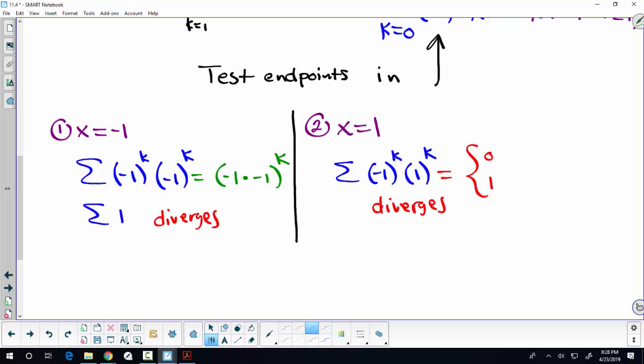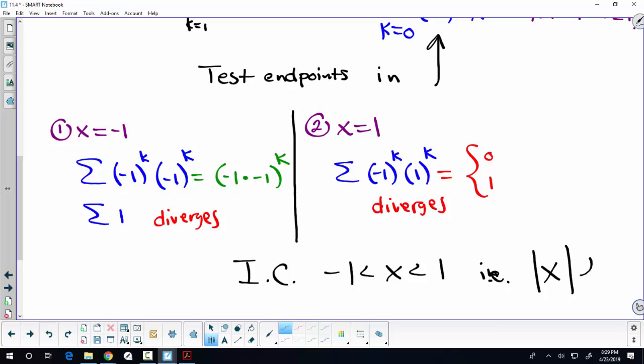So actually, we can't include 1 either. The original series included 1. The alternating geometric series doesn't include the endpoints. And if you look at the table, it matches: the alternating geometric series converges for the absolute value of x less than 1. So the interval of convergence for the alternating geometric series is from negative 1 to 1, excluding the endpoints. That is, just like it says on the table, we write that with an absolute value. Same thing.